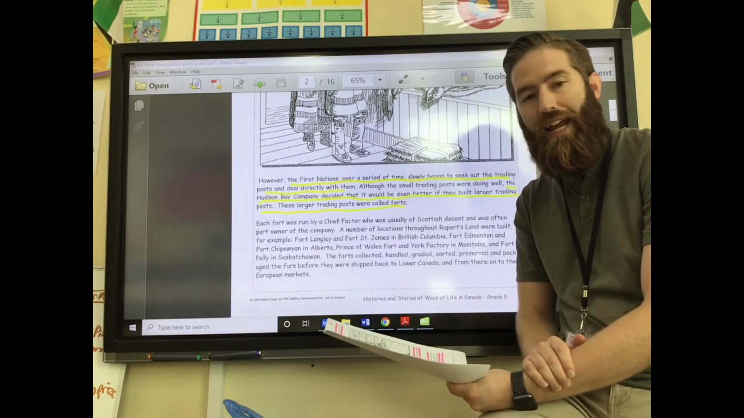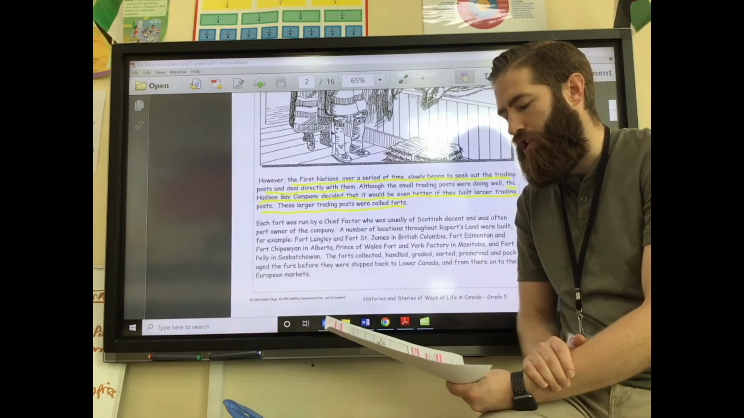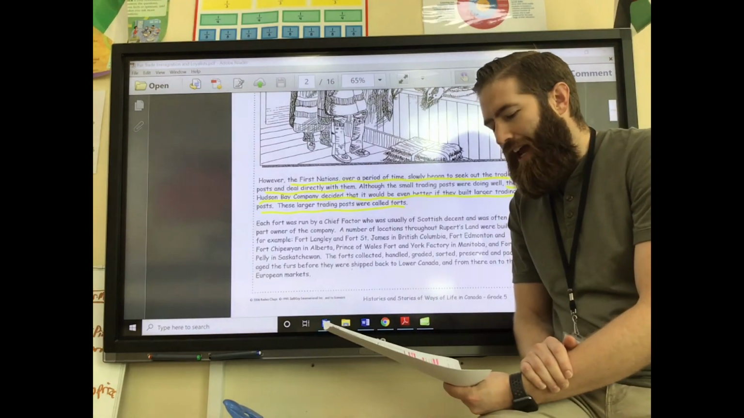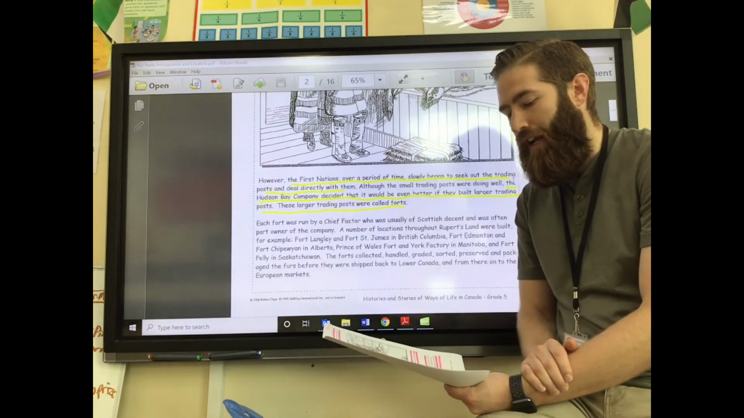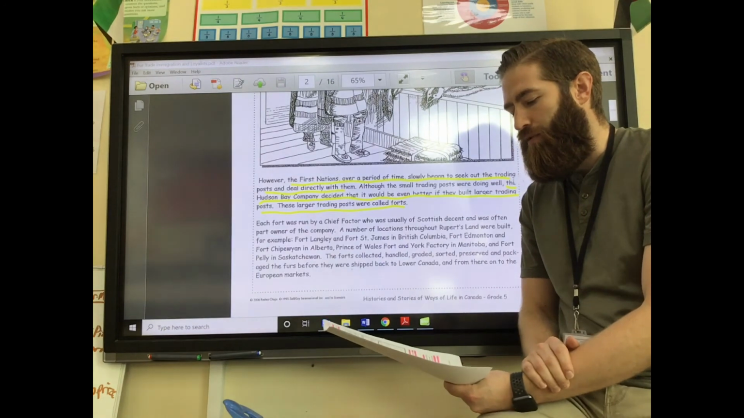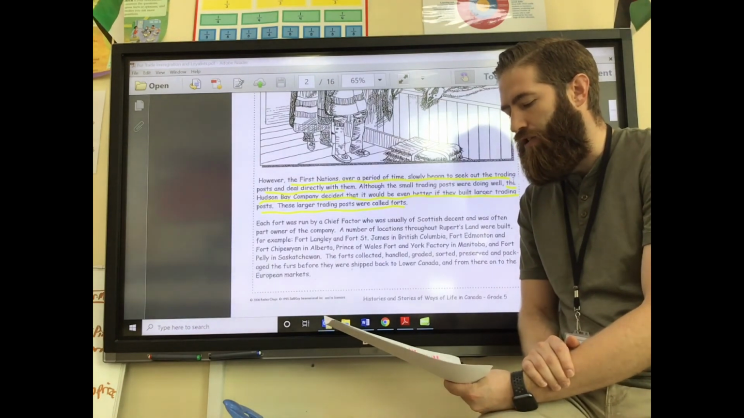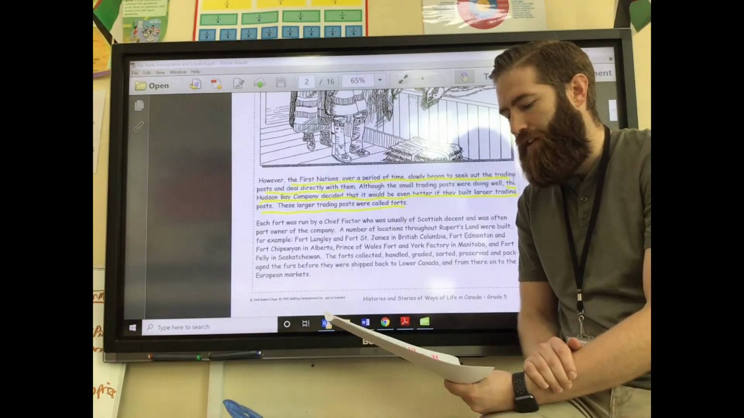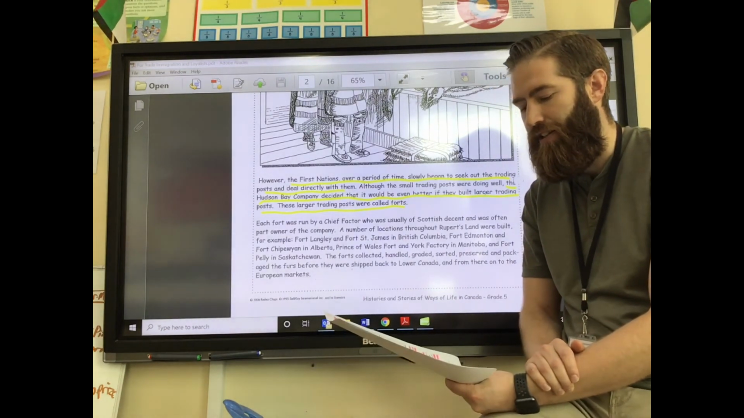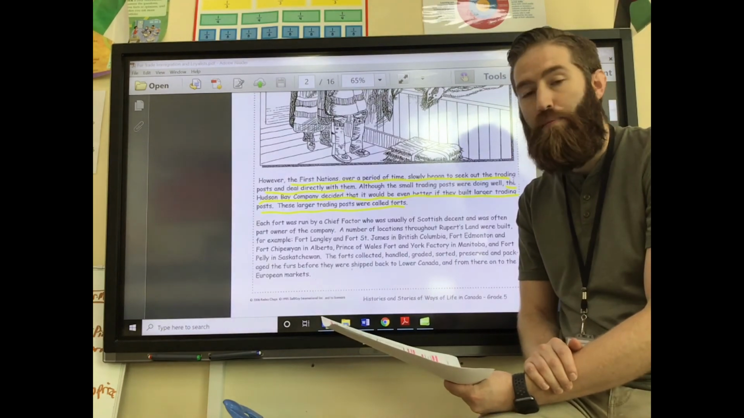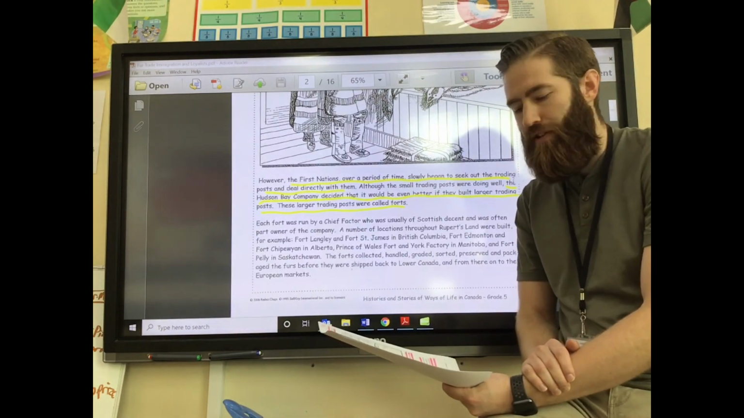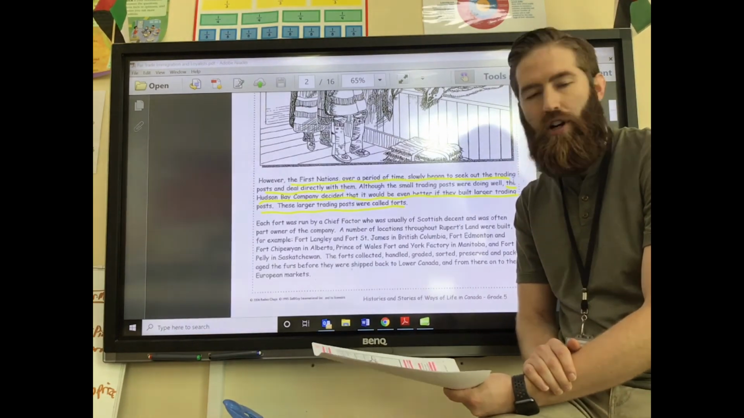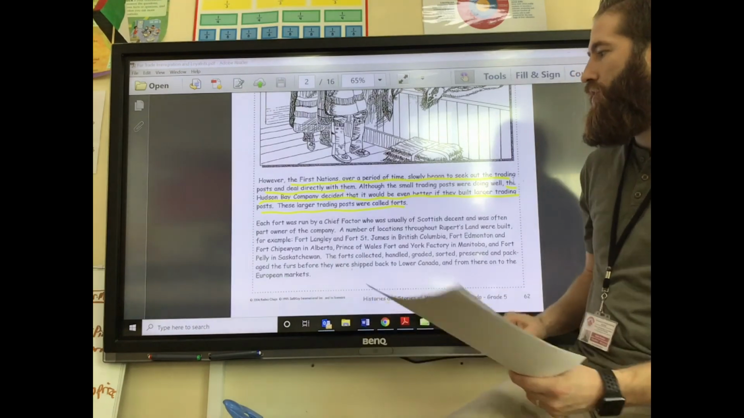A number of locations throughout Rupert's Land were built. For example, Fort Langley and Fort St. James in British Columbia, Fort Edmonton, which is where I'm from, Edmonton, and Fort Chipewyan in Alberta, Prince of Wales Fort and York Factory in Manitoba, and Fort Pelly in Saskatchewan. These forts collected, handled, graded, sorted, preserved, and packaged the furs before they were shipped back to Lower Canada and from there on to the European markets.